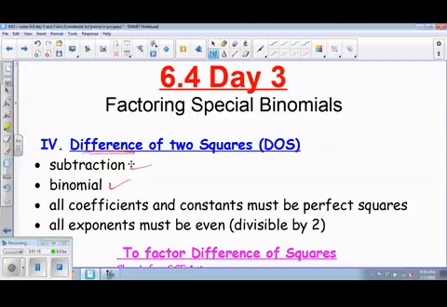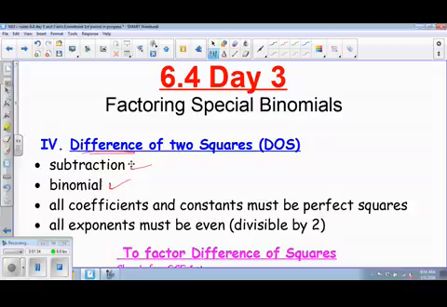Now, coefficients are the numbers in front of your variable. That has to be a perfect square. So it has to be 4, 16, 25, 36, 49, and so on. But your variable also has to be a perfect square. And we know that it's a perfect square if its exponent is even.